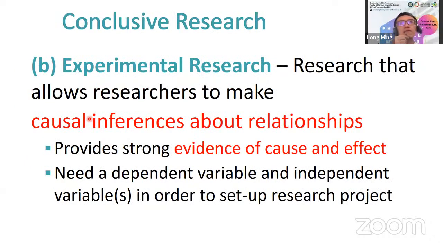Okay, the second one is experimental research. Experimental research allows you as a researcher to make causal inferences about relationships. So you can test cause and effect. This is often done in clinical trials.